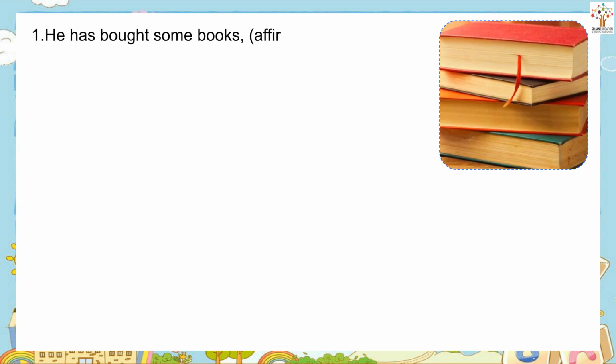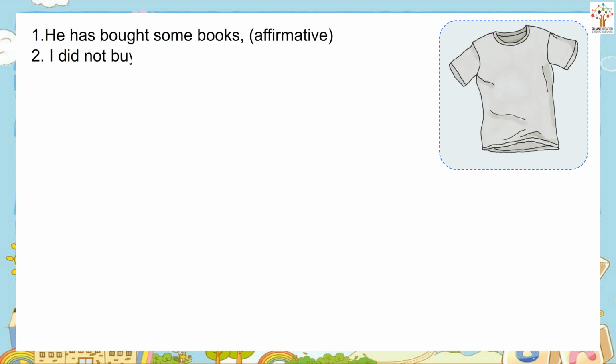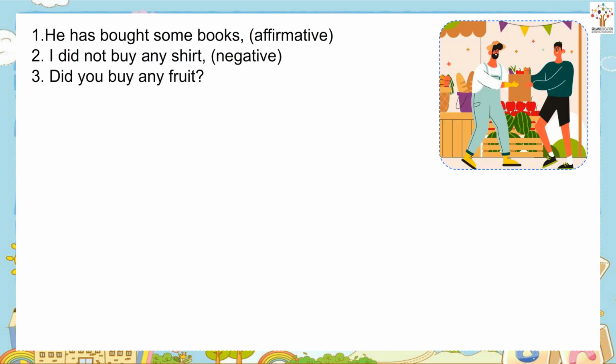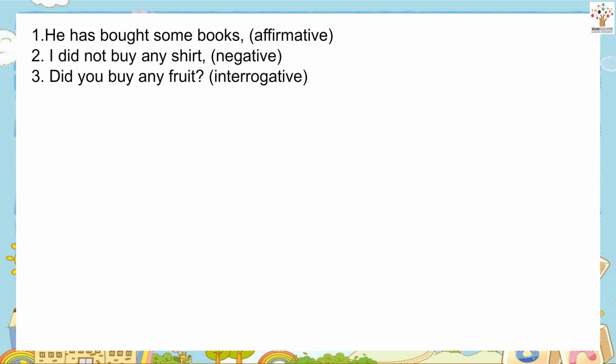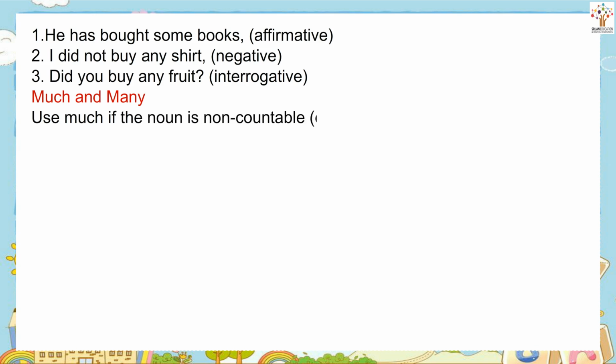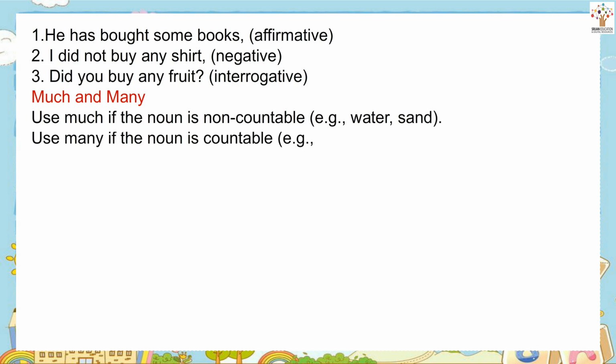He has bought some books. Affirmative. I did not buy any shirt. Negative. Did you buy any fruit? Interrogative. Much and many. Use much if the noun is non-countable. Example, water, sand. Use many if the noun is countable.